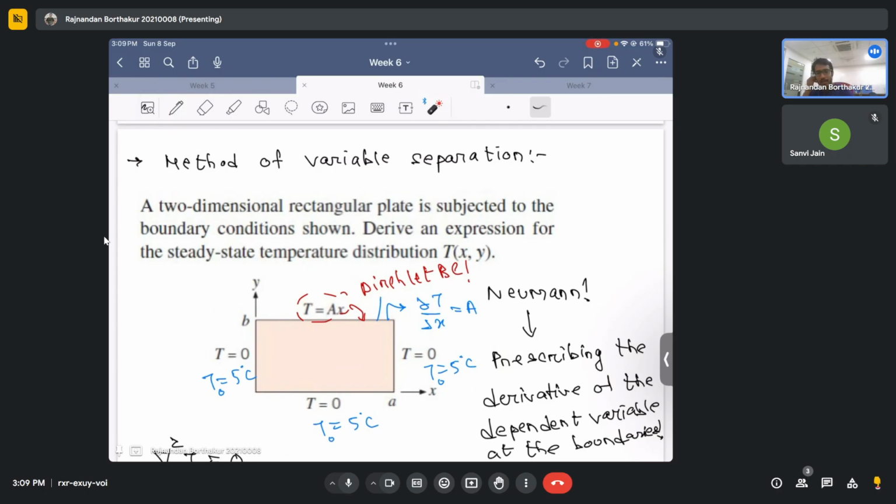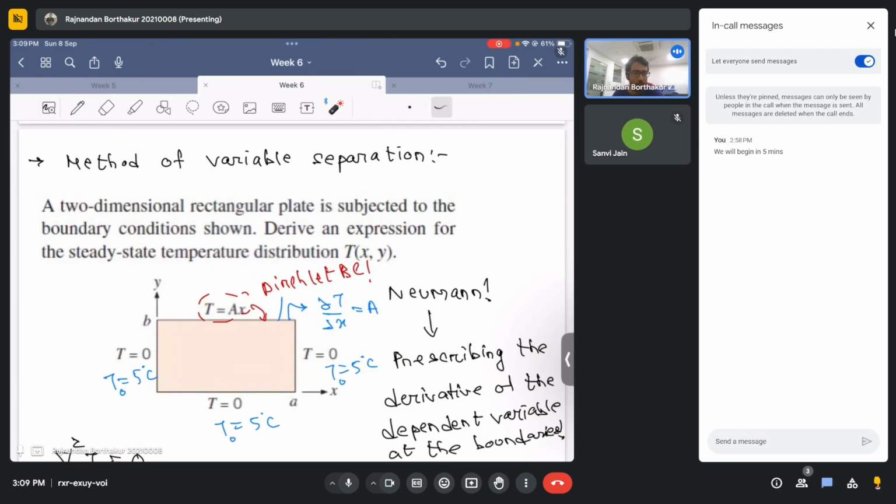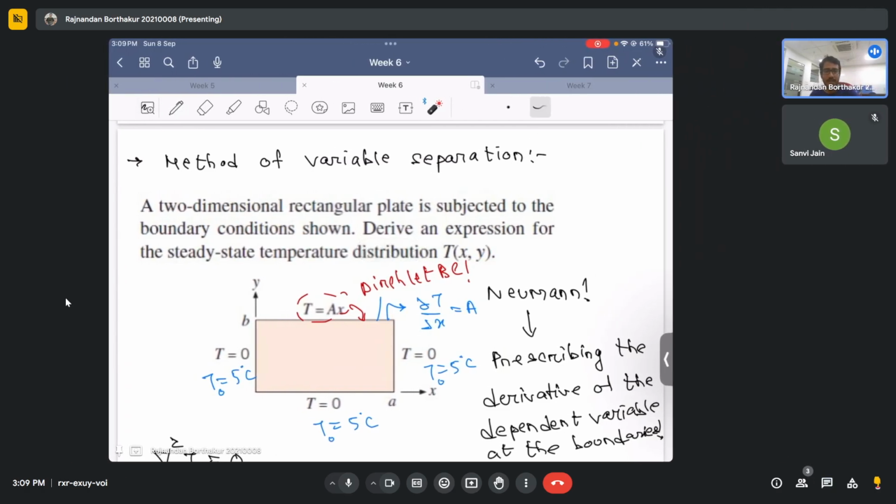All right. So the answer is, I didn't see any answer here. Okay, so the answer is yes. We can still apply the method of variable separation, but for that, we need to do a very simple step. We now need to introduce a transformed variable of the temperature, let's say theta, which is basically the temperature T at x, y minus T naught. So we just need to introduce this transformed temperature.